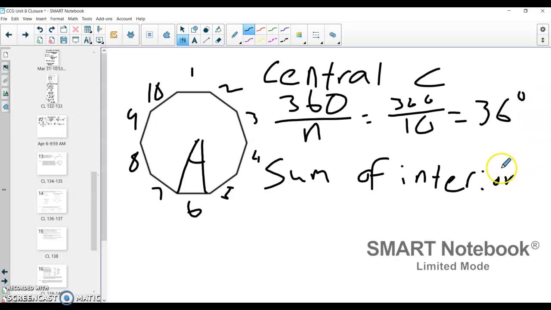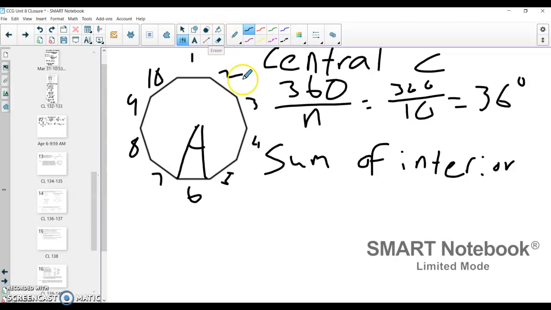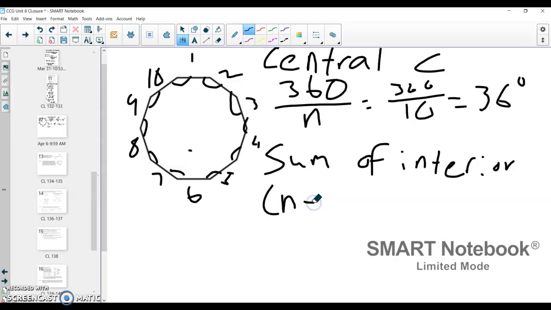For the sum of the interior angles, the sum of all the interior angles would be the sum of all of these angles, all the angles inside of it. If I want to find the sum of all those interior angles, what I need to do is n, the number of sides, minus 2, times 180.